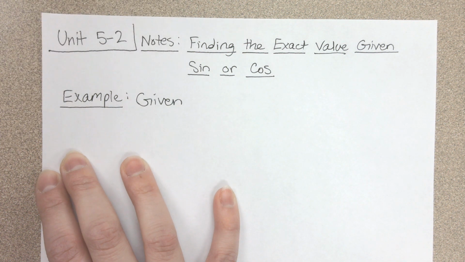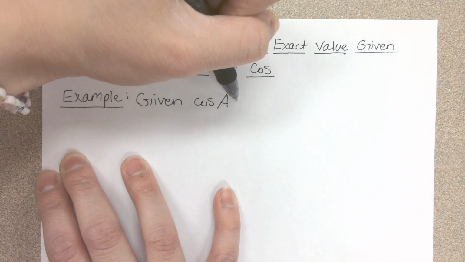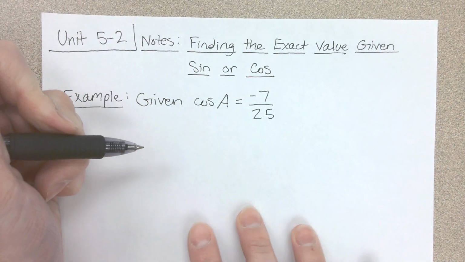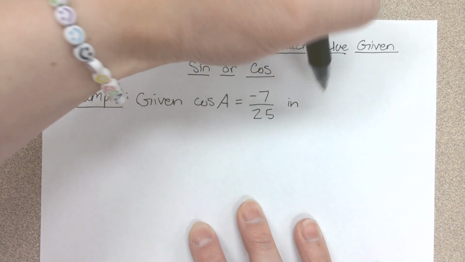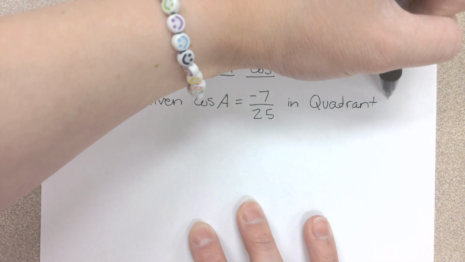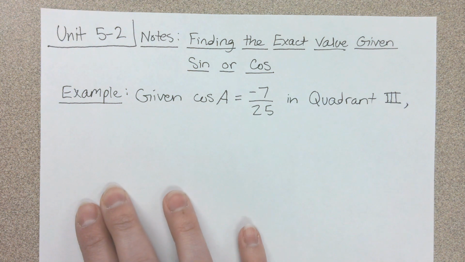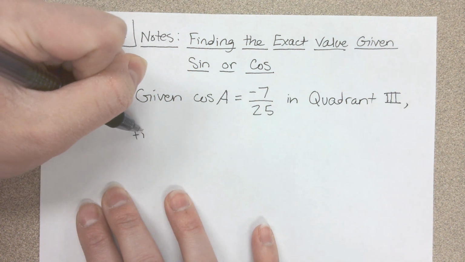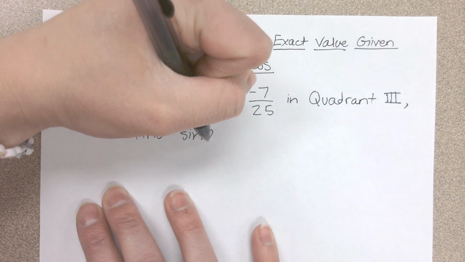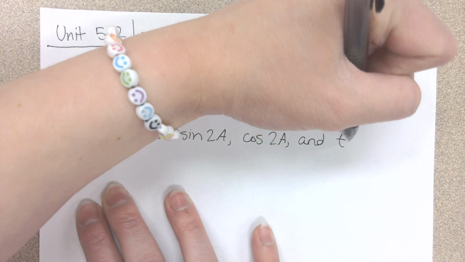Given cosine of A equals negative 7/25 in quadrant 3. Find sine of 2a, cosine of 2a, and tangent of 2a.